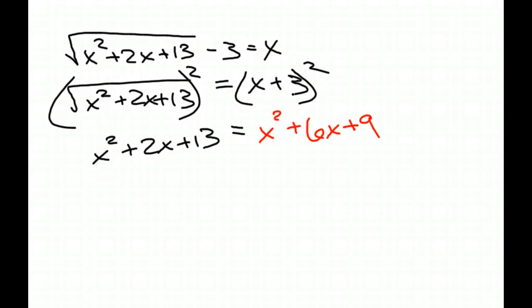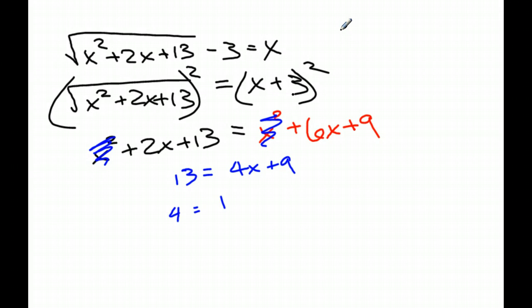If I have the exact same thing on both sides of the equal sign, I can get rid of them. The x squared terms go away. That makes life easier. Now you can simplify, like 2 and 6. I'll move the 2 over here, so I have 13 equals 4x plus 9. 4 equals 4x, and x equals 1. Does that work? Yeah! Put it back up there in the top problem.